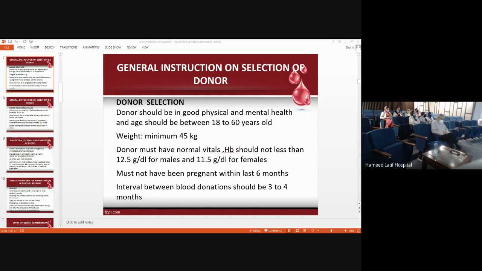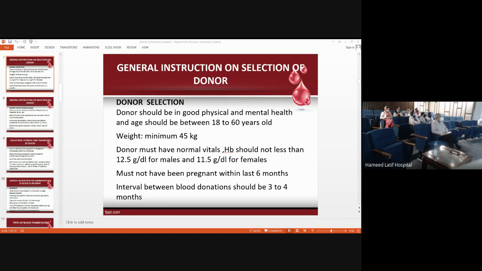Fresh frozen plasma. Fresh frozen plasma is plasma prepared from whole blood. It is typically frozen to minus 25 degrees Celsius within 8 hours of collection and contains normal plasma levels of albumins, immunoglobulins, and factor VIII. Indication.